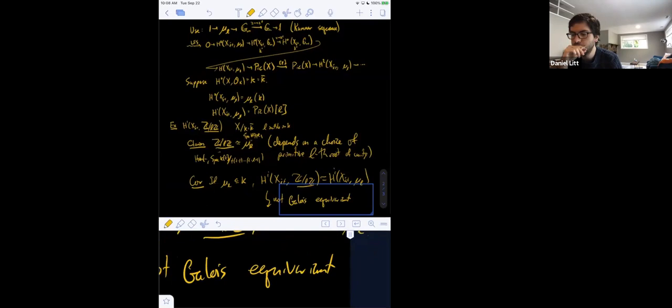I guess there's a question on the chat window. Ben Church says, if I have a non-integral scheme over X, can't I get more elements in mu L? So remember, L is invertible in the ground field. So the answer is no. If L was not invertible, then you could. But maybe could you say a bit more, Ben?